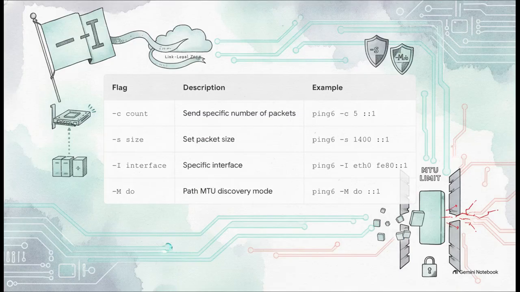Now, these aren't just your standard command flags. They are absolute power moves. Take the -I flag. Remember how we said link local addresses need a zone ID? Well, the -I flag lets you force the interface when you're tracking down those super tricky local issues. And the -s and -M do flags? Those are your secret weapons for finding MTU, or maximum transmission unit, issues. You literally tell the network, hey, do not fragment this packet, forcing it to confess exactly where a packet is getting dropped for being too big. It's kind of like trying to shove a massive couch through a doorway just to prove to the building manager that the door frame is too narrow.